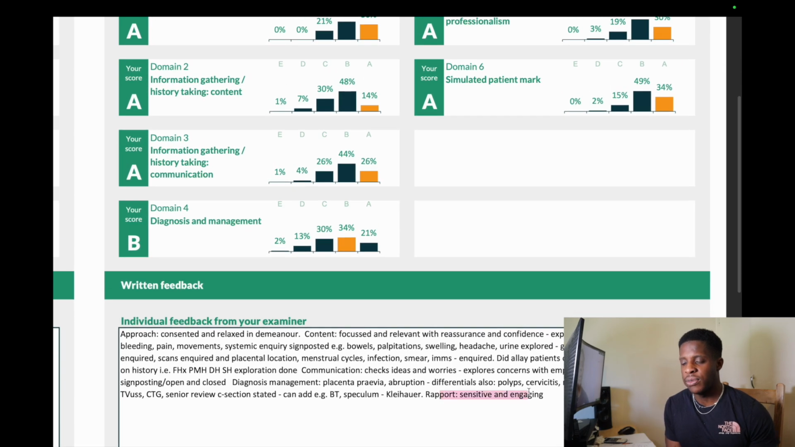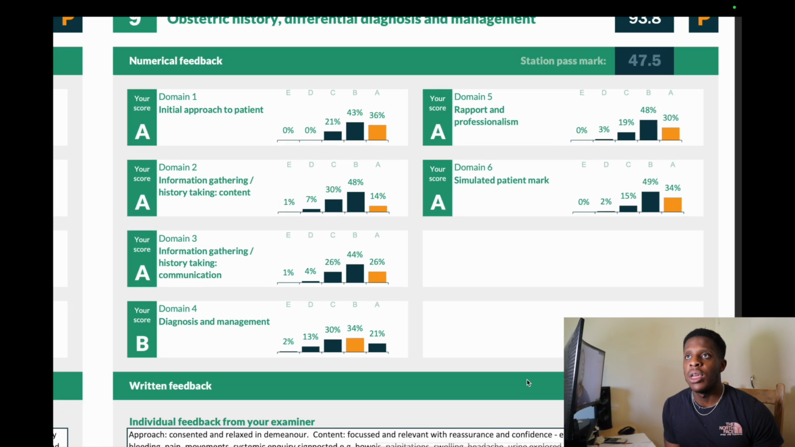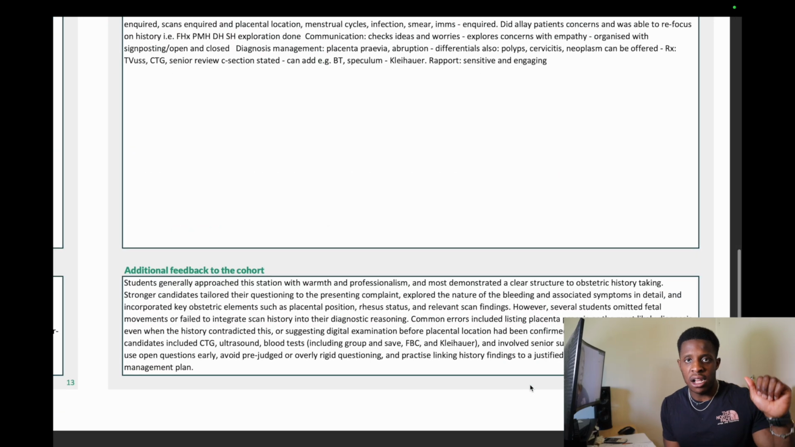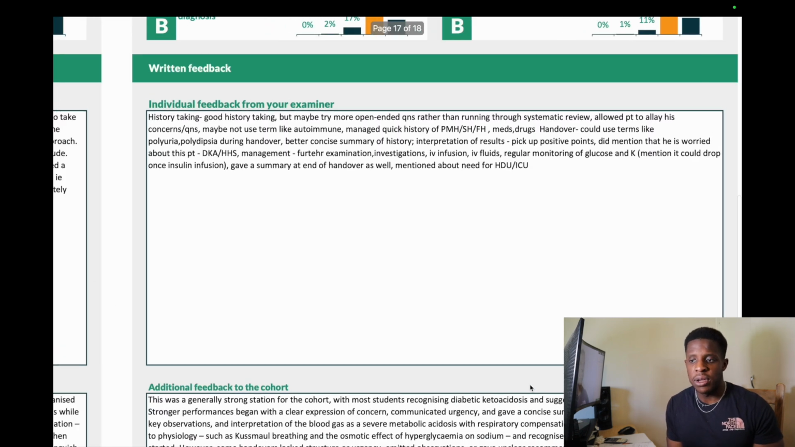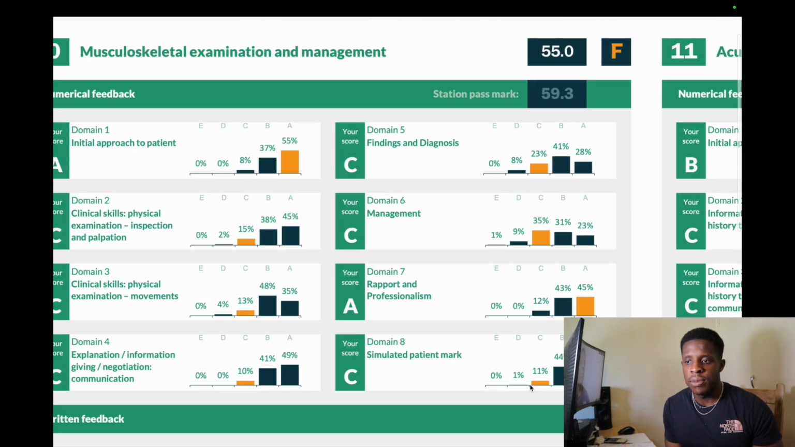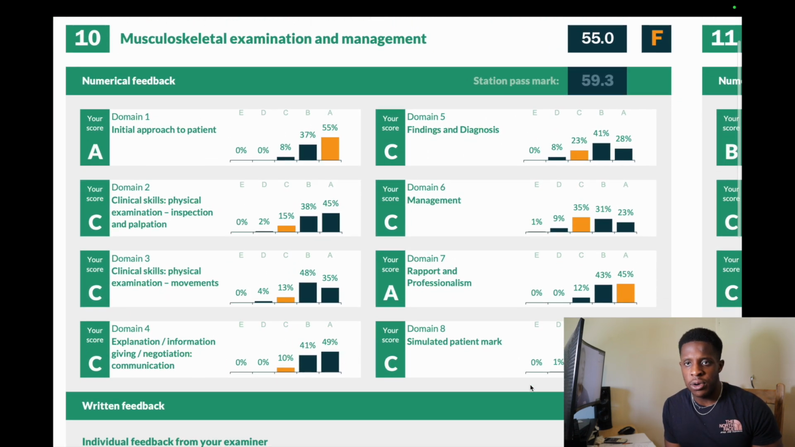Any other one here? Yes, MSK exam. I think the two main reasons I failed this one: lack of structure. I started with special tests when I should have done look, feel, move. I did that because during my examinations I would normally do special tests first just to make sure that I don't forget them. But obviously, when the examiner saw this, they must have seen this as me not knowing what I'm doing. So definitely follow the structure of however you've been taught exams at medical school. Look, feel, move, follow that structure, which will definitely help you.